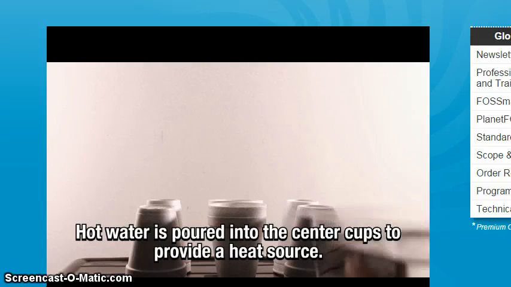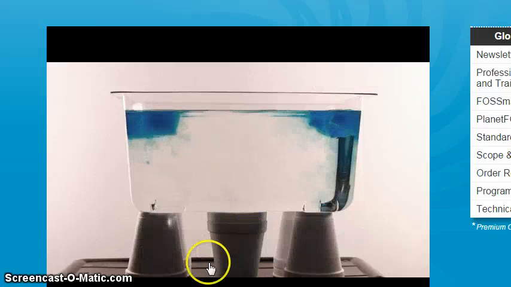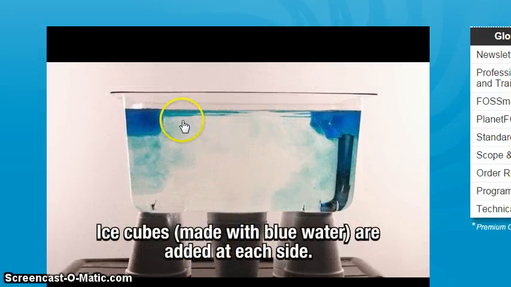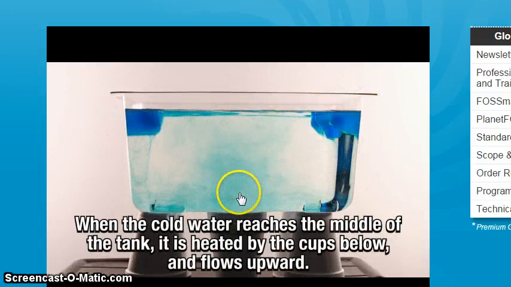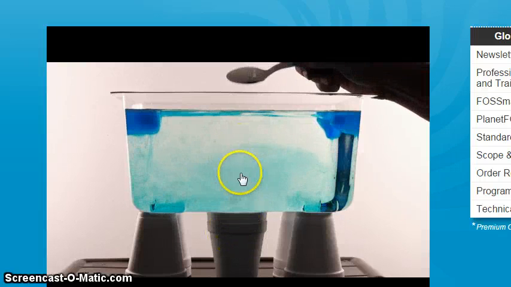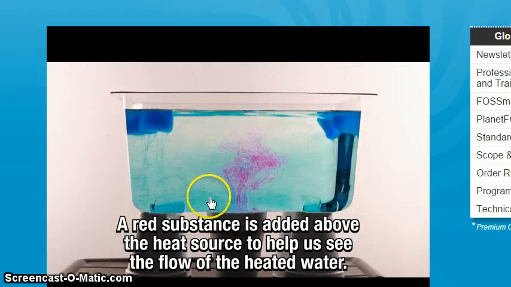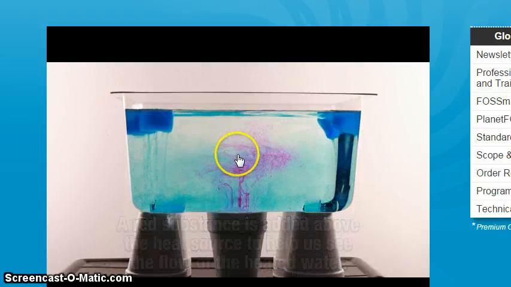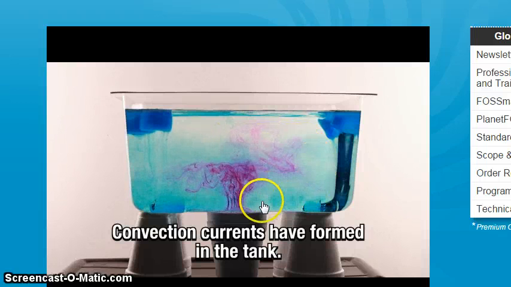Okay, we see we have a little video here that's going to also go over convection, and we're looking at some hot water in the center here, and we have some room temperature water. We have some blue ice cubes. As those blue ice cubes melt, they are creating denser, heavier water that's sinking down to the bottom. And then we can see as it reaches the warmer area here where the warm water was poured in, it's heating up the water above. And as we add in some dye, we can see that where the warm water is causing the water to warm up and rise, creating a convection current on either side.